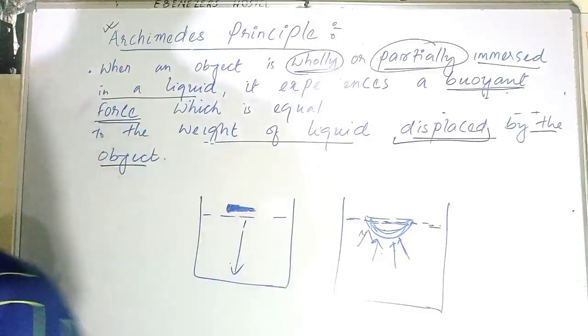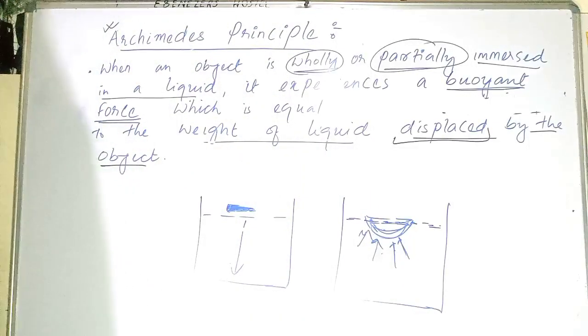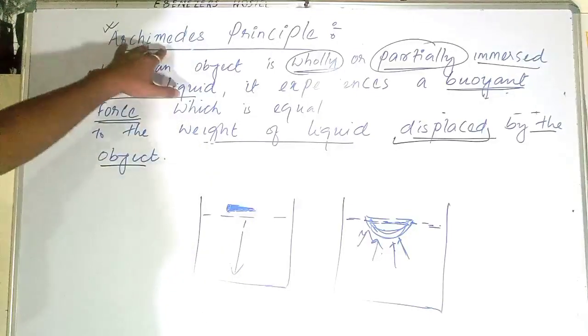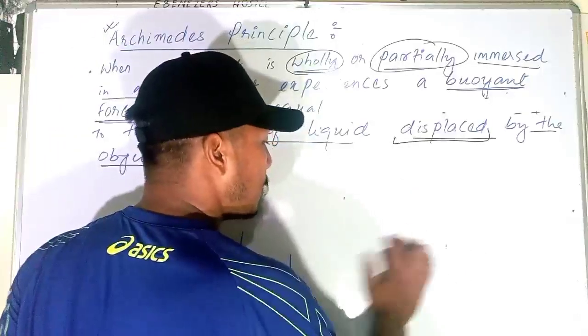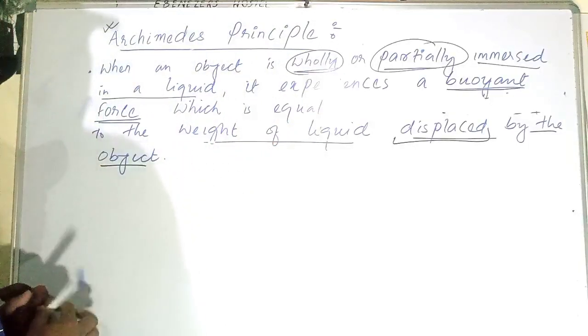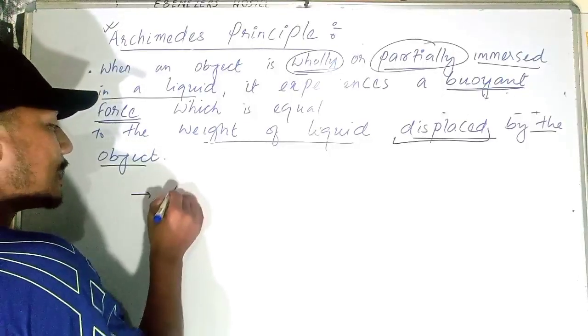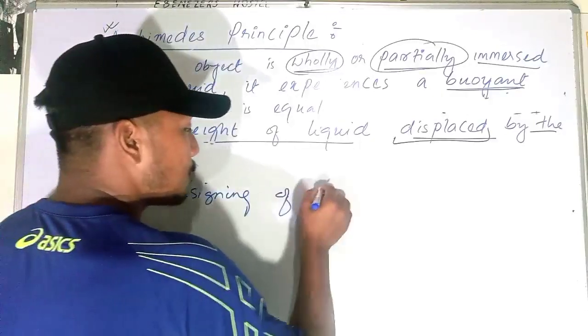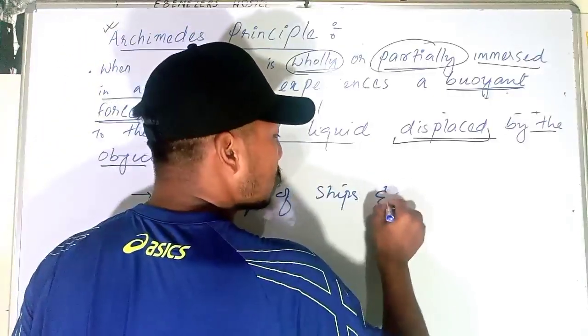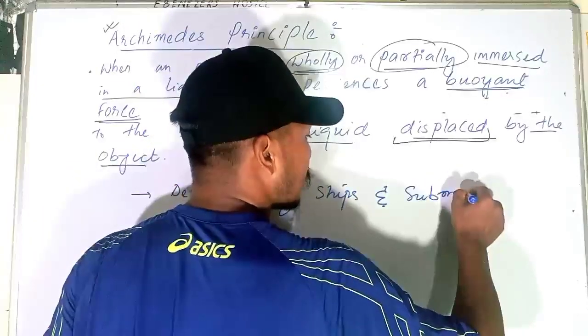The Archimedes principle has many applications. It is mostly used in designing ships and submarines. Lactometers are used for determining the purity of milk. So based on the Archimedes principle, we have different applications. You will be learning more detail in the higher classes. Designing of ships and submarines has taken place based on this principle.